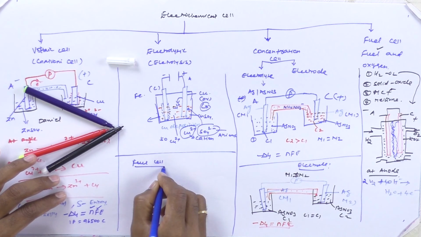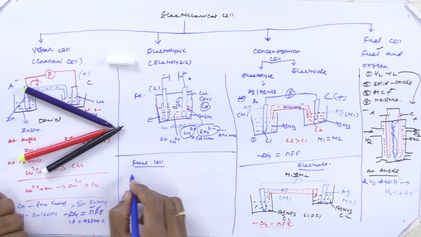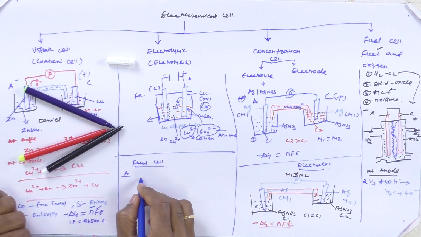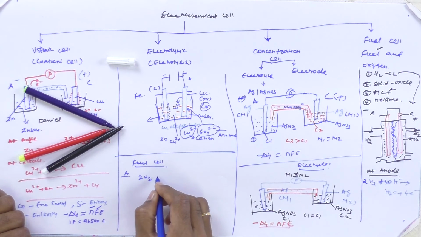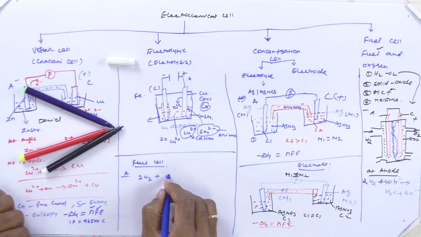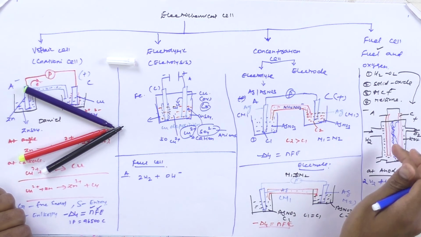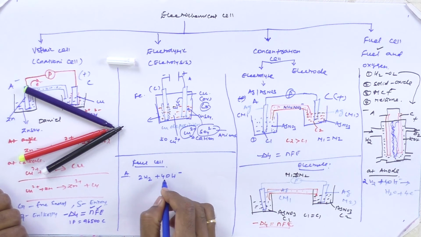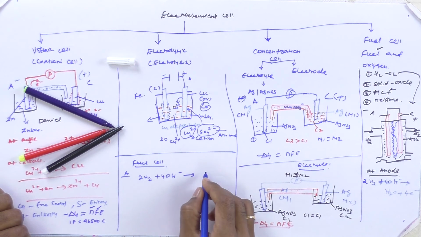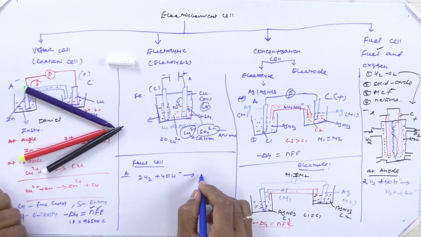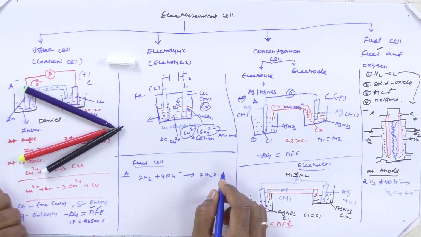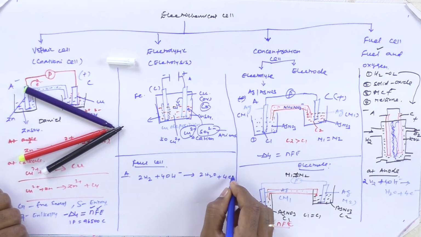Fuel cell. At the anode, oxidation will take place. 2 moles of hydrogen will react with the OH minus which is available in the electrolyte compartment. Here we have KOH as the electrolyte, so that will react with this hydrogen molecule, and it will release 2H2O plus 4 electrons.